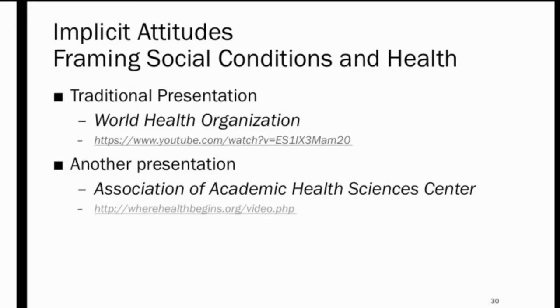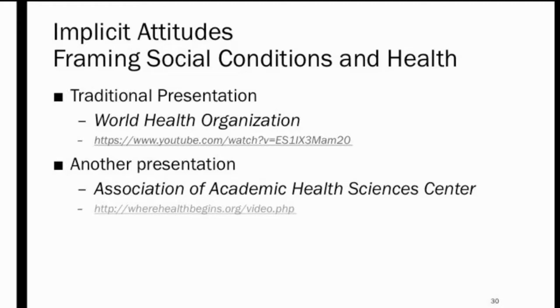And then the one from the Association of Academic Health Sciences Center gives the very same message in a very different, positive way. Talks about health beginning where we are born, grow, live, work, and play, and everyone should have an opportunity to have a healthy life. Everyone should have the opportunity to make good choices. So it is not nearly as judgmental. It incorporates both the idea of individual responsibility and social conditions, that our race and our income should not keep us from having equal choices.